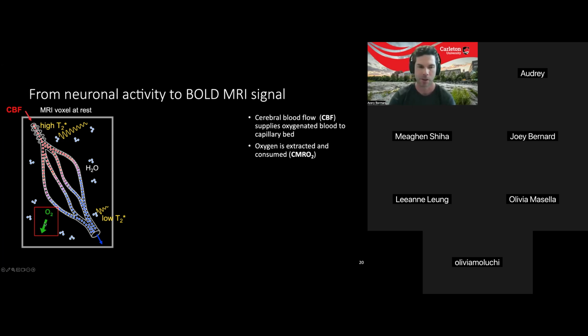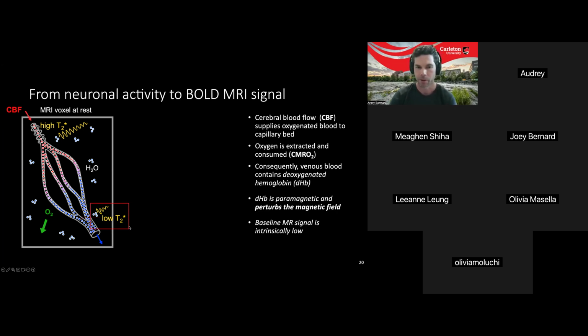We call that consumption the metabolic rate, or the cerebral metabolic rate of oxygen consumption. So that's oxygen metabolism. Oxygen is being used to meet the energetic demands of the neurons and surrounding tissue. As a result, the blood in our veins is slightly deoxygenated, so it has more deoxyhemoglobin. We know that deoxyhemoglobin is paramagnetic and it perturbs the magnetic field. So at baseline, when we're just at rest, our MRI signal is going to be intrinsically low, especially around veins.